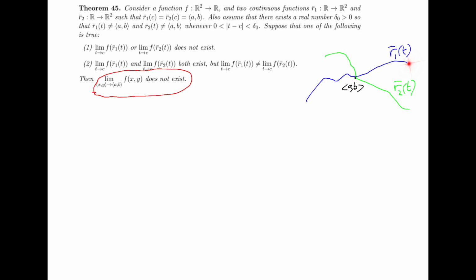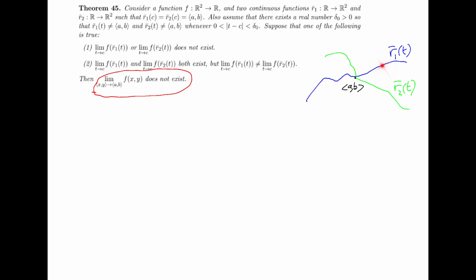The first possibility is that if we compute the limit along one of these paths, R1 or R2, we could find that the limit does not exist along one of them. In this case, using part 1 of theorem 45, we can immediately conclude the red statement, that the limit for (x,y) going to (a,b) of f(x,y) does not exist. And remember, that's what we want. So that is one possible application of theorem 45 in proving the non-existence of limits.